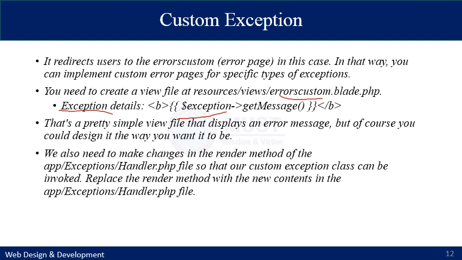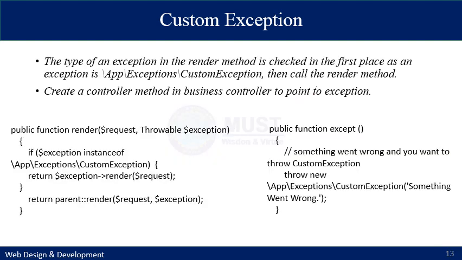We also need to make changes in the render method of the file provided in the main exception class so that our custom exception class can be invoked. You have to replace the render method with the new contents in the app/Exceptions/Handler file. The type of exception in the render method is checked in the first place, and if the exception is a custom exception, then it will call the render method.